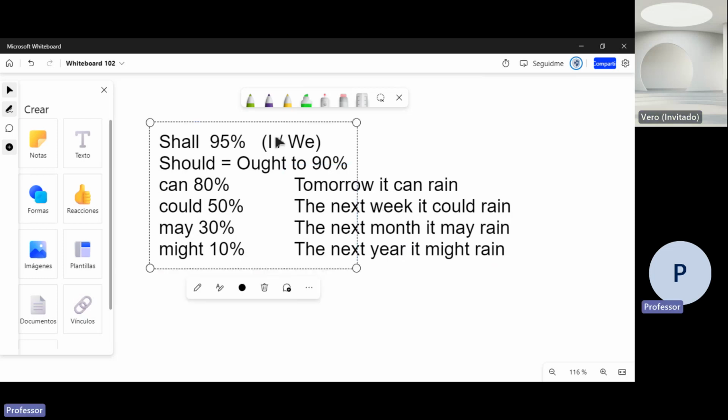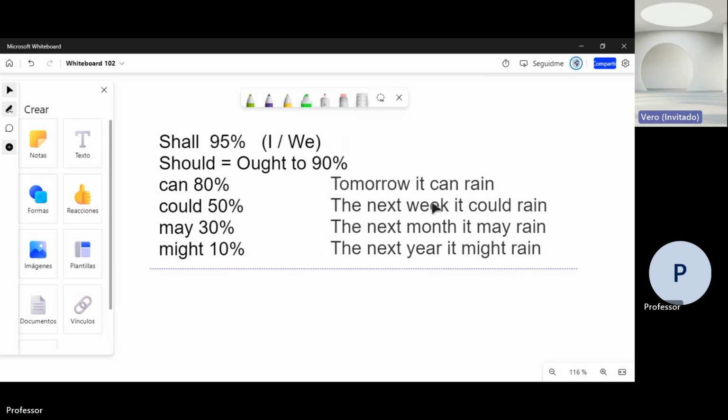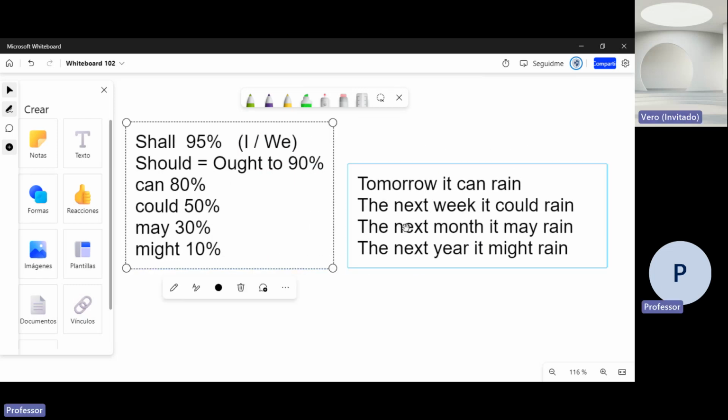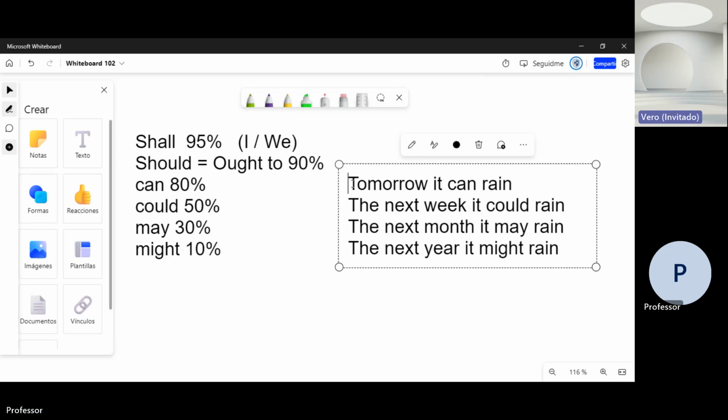As I said here, we could not use shall because we said that shall is used with technology. Okay, normally with technology or I and we. As we're talking about the rain, we cannot use shall here. But we could use should.